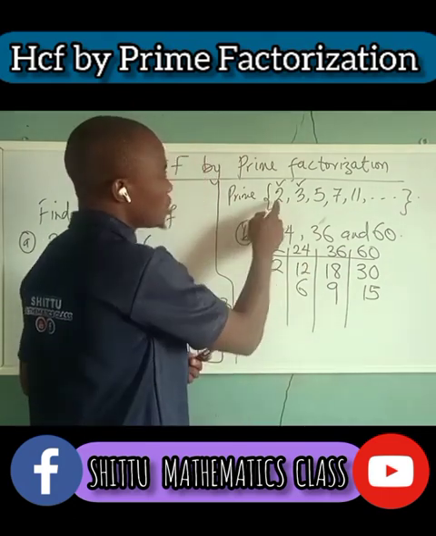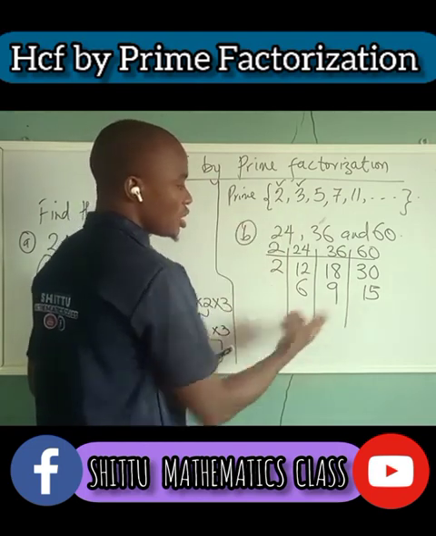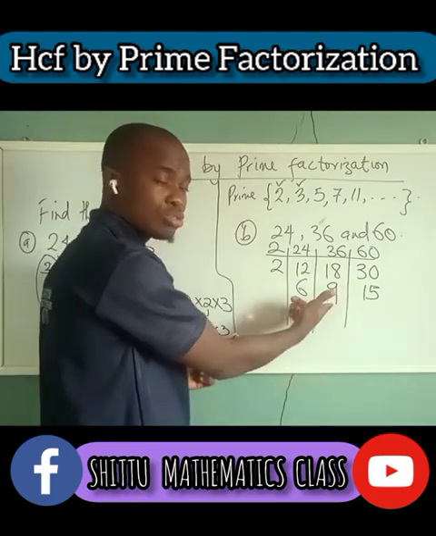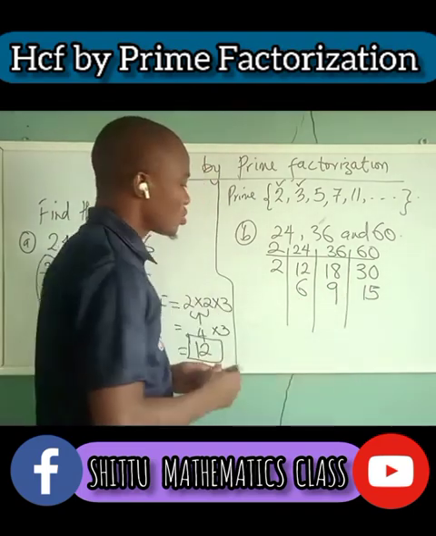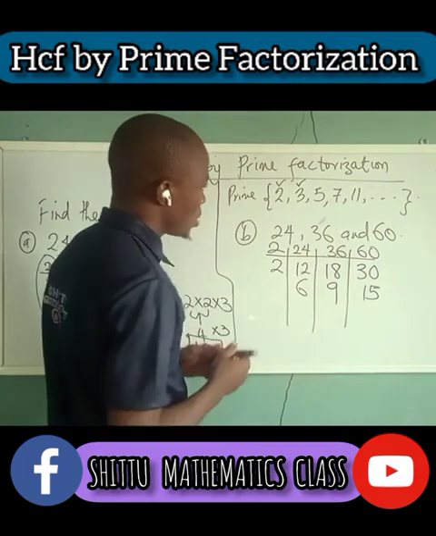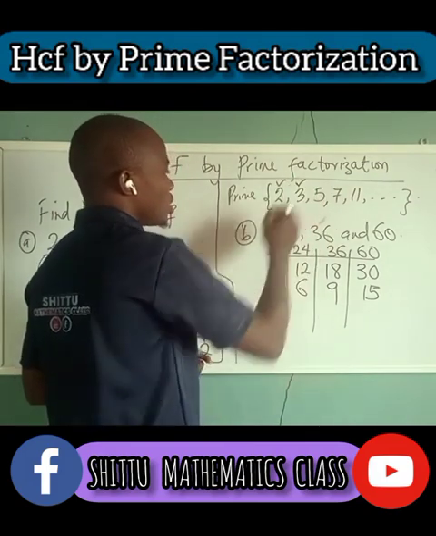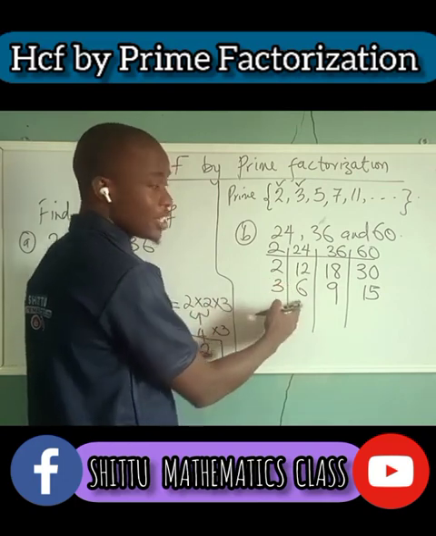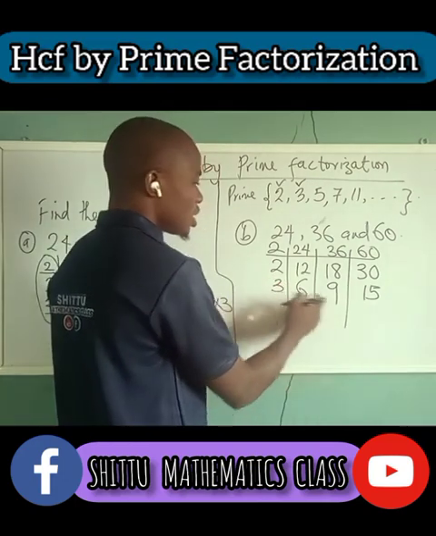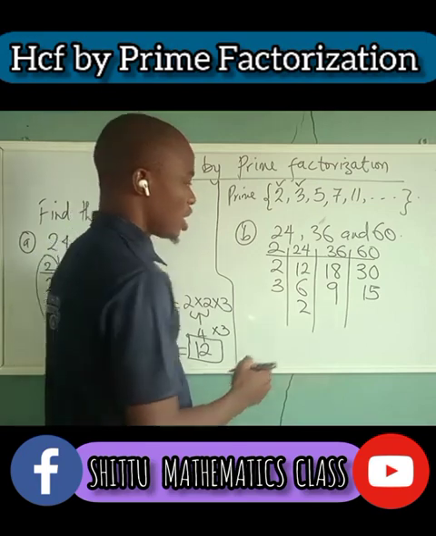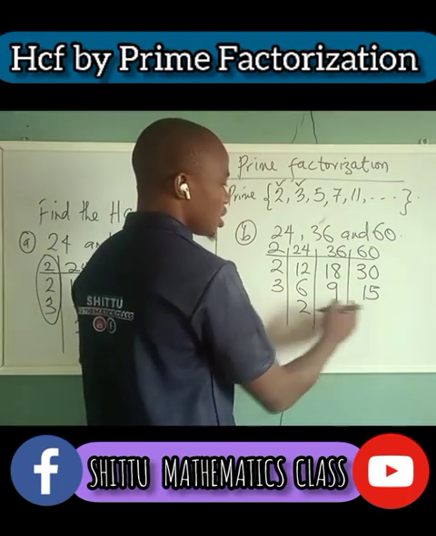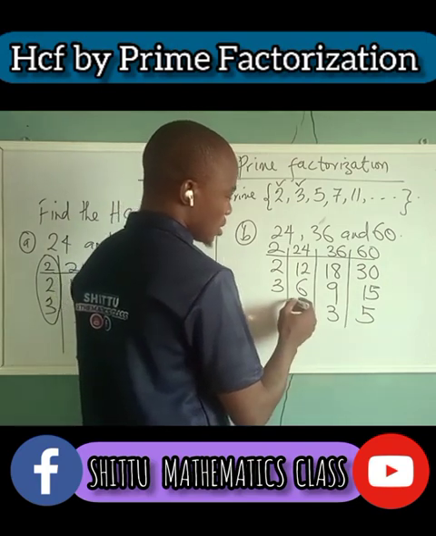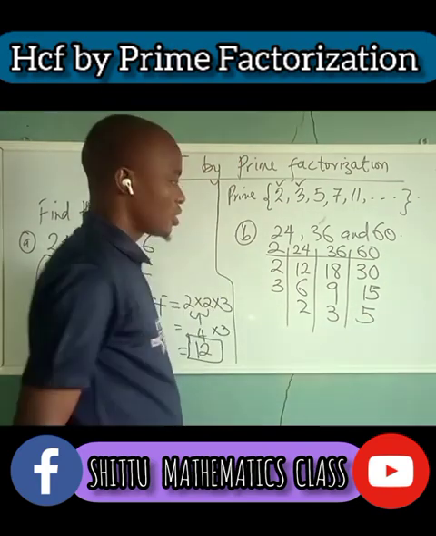So from here, can we still use 2? No, because 2 only divides the 6, while 9 is not divisible by 2, and 15 is not. So we jump to the next one, which is 3. Do you understand now? So let's use 3. Yes, we can use 3. 3 in 6, we are going to have 2. 3 in 9, we are going to have 3. 3 in 15, we are going to have 5. So when you look at this, 2, 3, and 5.